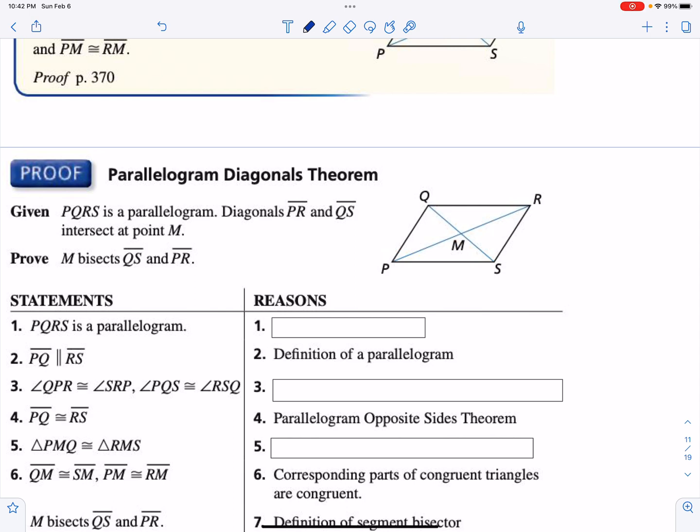First of all, PQRS is a parallelogram. We're going to say given. They're going to say PQ is parallel to RS. That's by definition of a parallelogram. Now QPR, so let's mark these. So QPR and then SRP, those are congruent. And then they also said PQS and RSQ are congruent. So again, those are both by alternate interior angles.